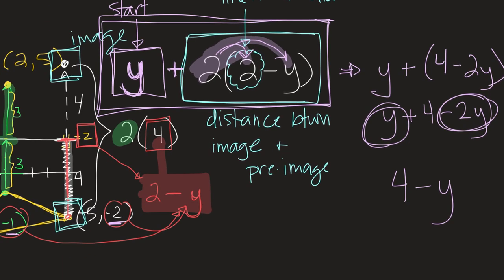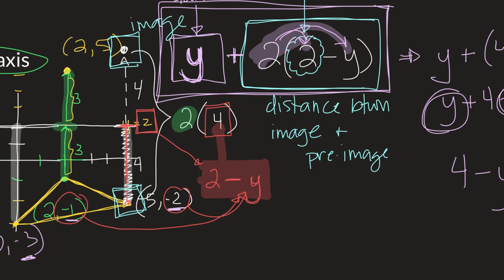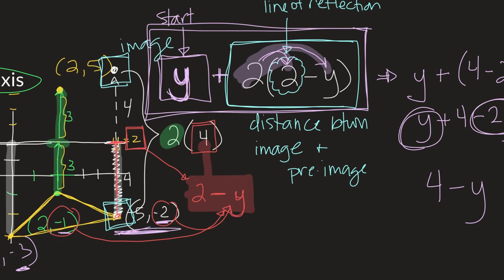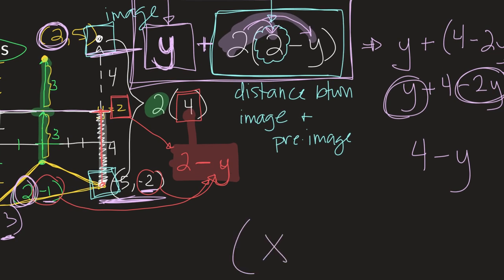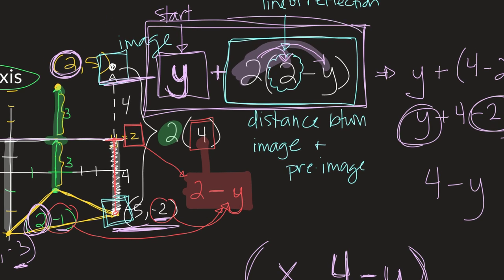So if I'm looking for a rule between my pre-image point and my image point, I notice that the x value doesn't change, and that always happens with a horizontal line of reflection. So my rule might be: the x value never changes, but the y value is 4 minus y. This is a pretty simple equation, and that's what we want. We want a simplistic equation, not something complicated like this up here, which has a lot of parts to it, and circles and colors and all that other good stuff.